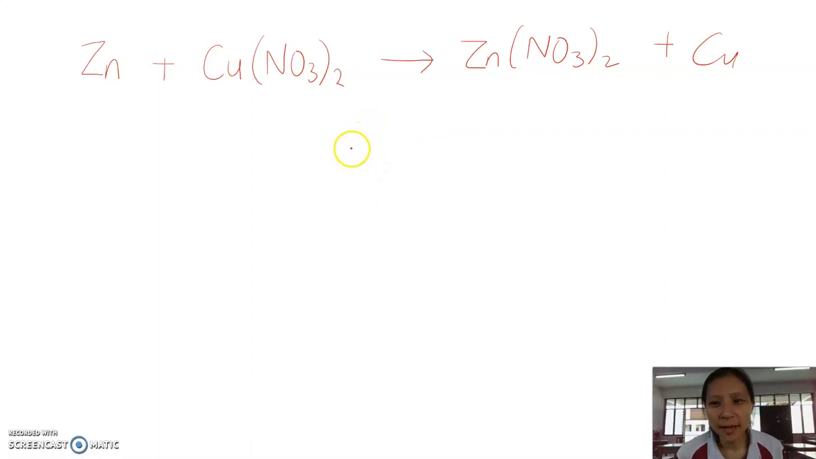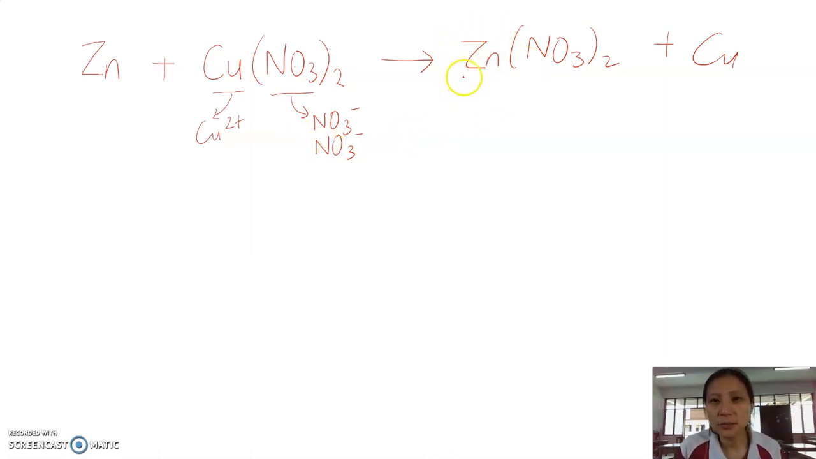So first of all, like I mentioned earlier, if there is an ionic compound, we just open it up to its ions first. Zinc is an atom, no need to open it up. This is copper 2 nitrate. We know that copper is a metal, right? And nitrogen, oxygen, these are all non-metals. So we have Cu2+ and NO3-. Of course, there are two of them, NO3-.